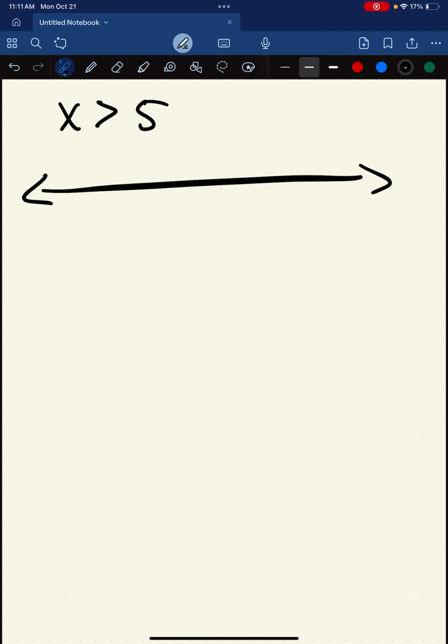So let's talk about interval notation. First, let's actually talk about the number line. Let's say x is greater than a. And instead of being generic here, I'll say 5. Then we can draw a number line.